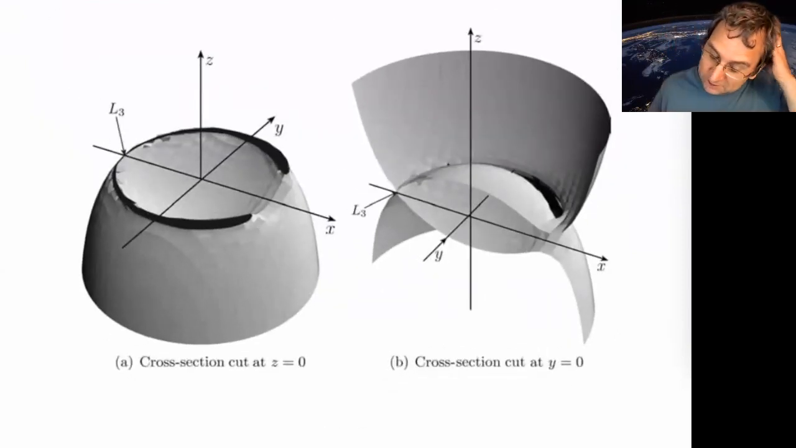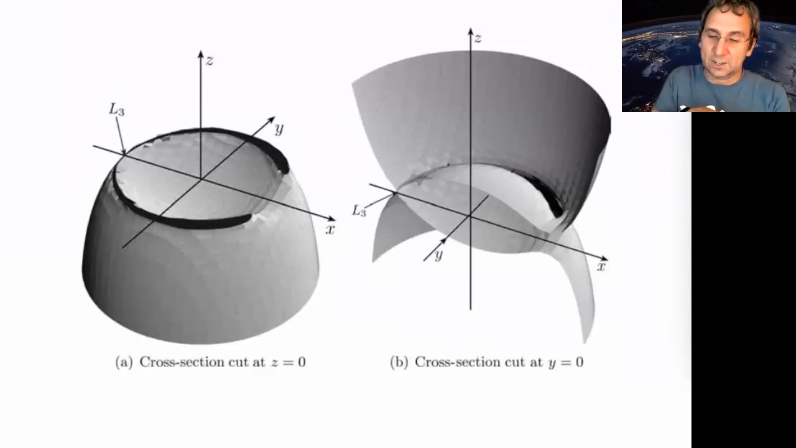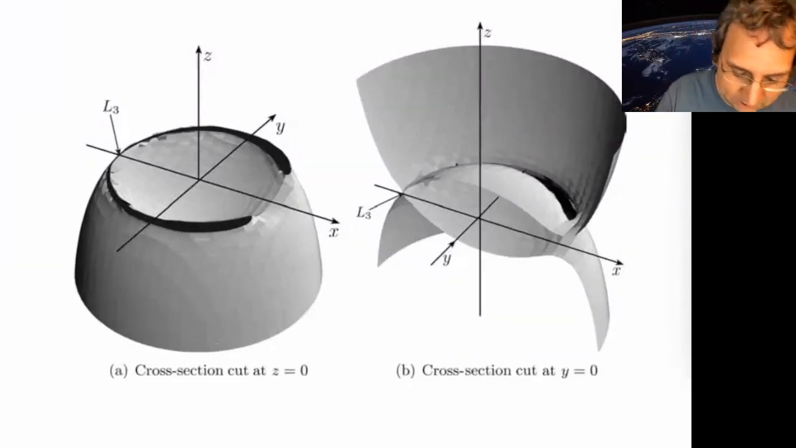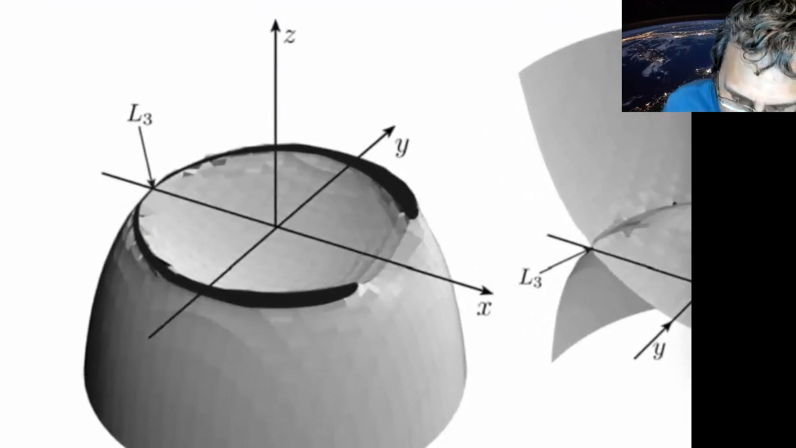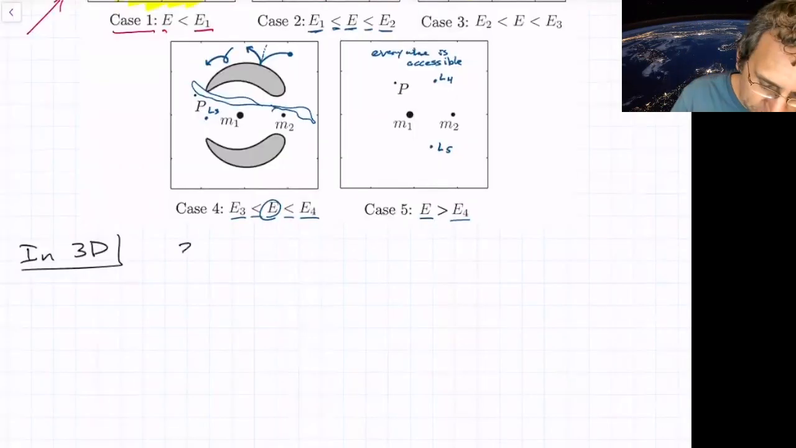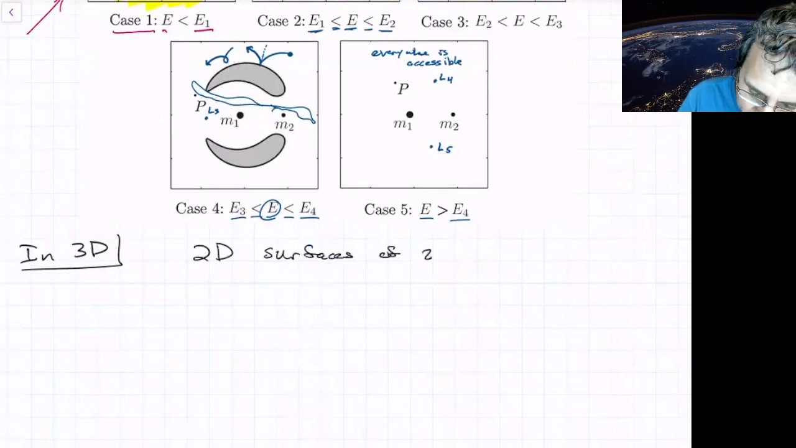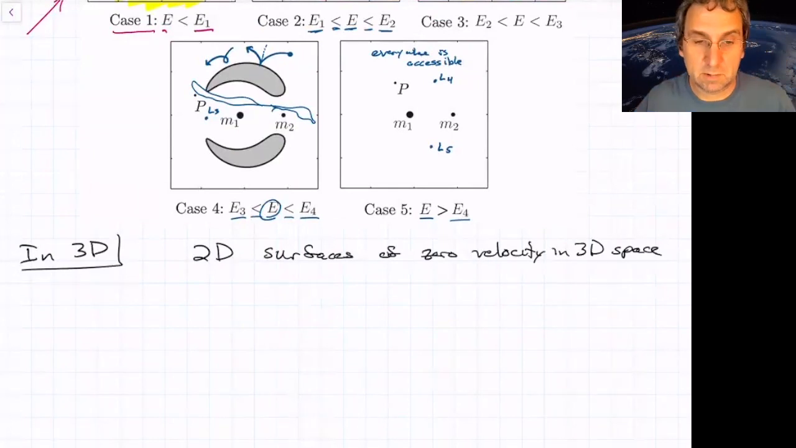It's interesting to look at these surfaces. If I use them at all, I'll mostly just look at them projected onto z equals 0. So that would be like this sort of C shape. This is where the tadpoles start forming. So you get those 3D surfaces. Well, they're not 3D. Technically, they are two-dimensional surfaces in 3D space. 2D surfaces of zero velocity in 3D space. And they limit the motion.